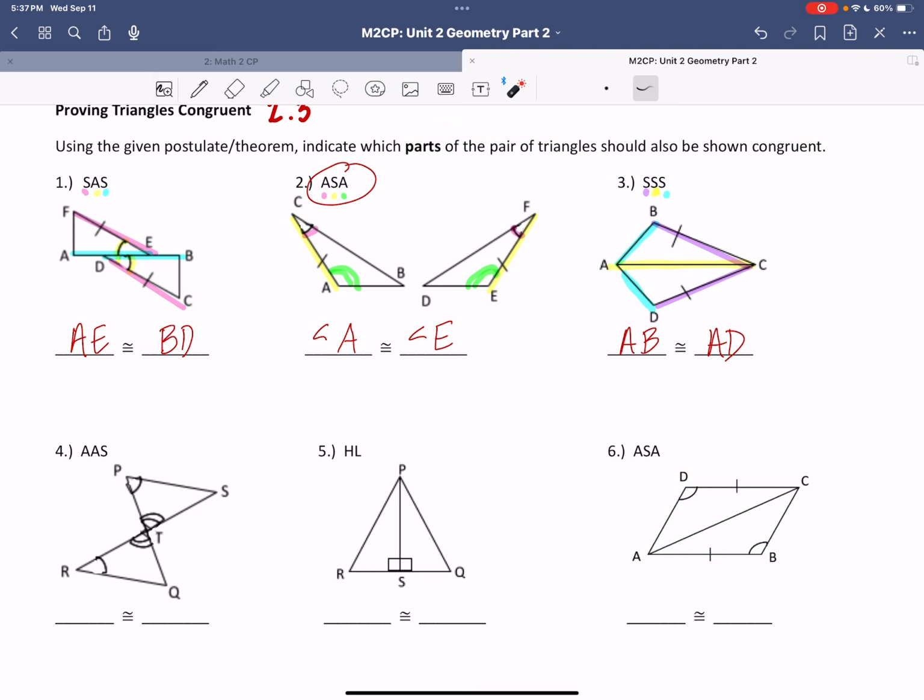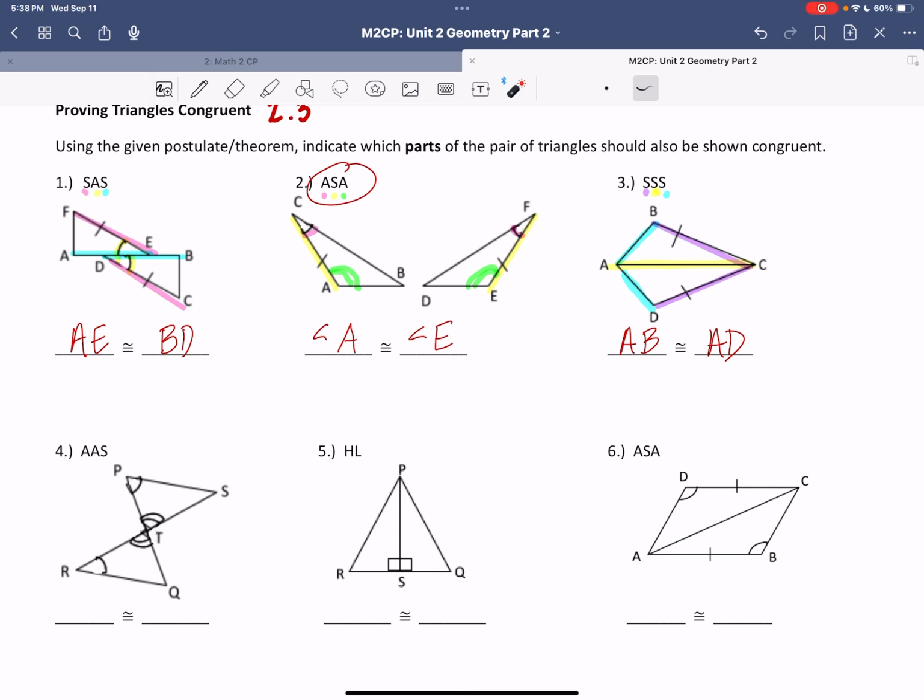So let's look at number one. We need side, angle, side. So let's look at what is provided and what we need. It provides the sides. It provides an angle. So in order for this, we need a side. So it would have to be side, angle, side. So the side we would need to make this congruent would be AE, which is congruent to BD. And those are both highlighted blue.